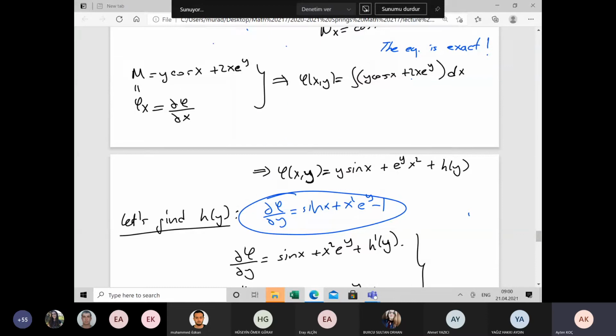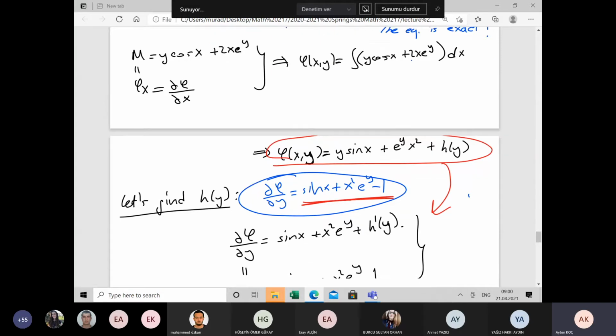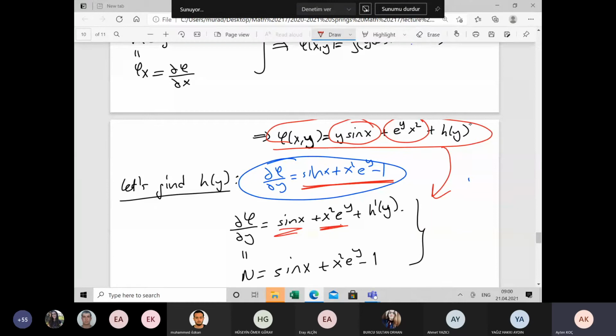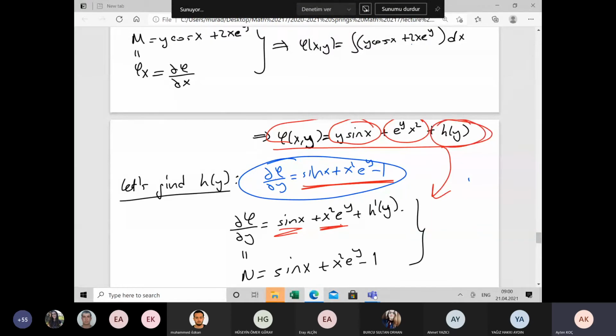Phi, this one. Is it okay? And so the partial derivative should be this one. So take this one and take the derivative with respect to y. With respect to y, x is considered a constant. So with respect to y, sine x. Take the derivative with respect to y of e to the y x squared. With respect to y, h prime y.